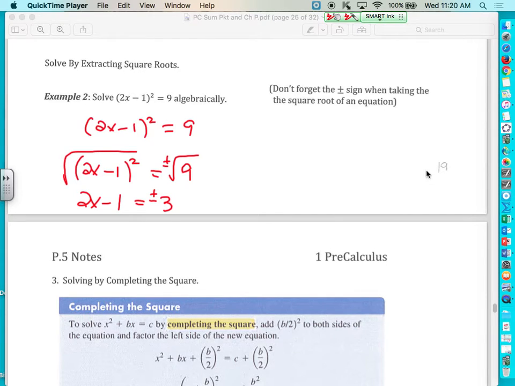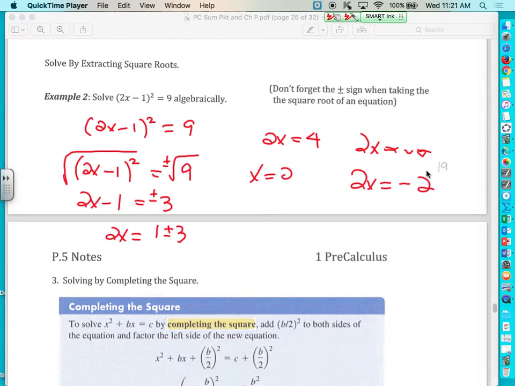Then if I add 1 to both sides, I'll have 2x equals 1 plus or minus 3. Plus 3 would be 4, and 1 minus 3 would be negative 2. So you would get x is positive 2, or x is negative 1. That way you could solve algebraically. You didn't have to multiply it all out and then set it equal to 0. You could if you wanted to.